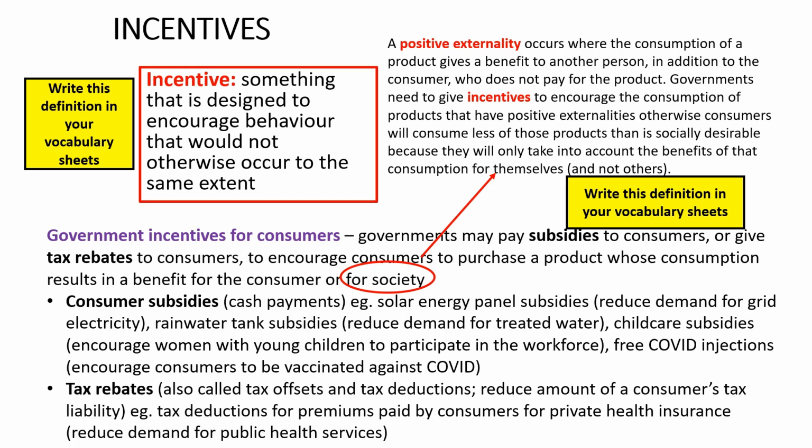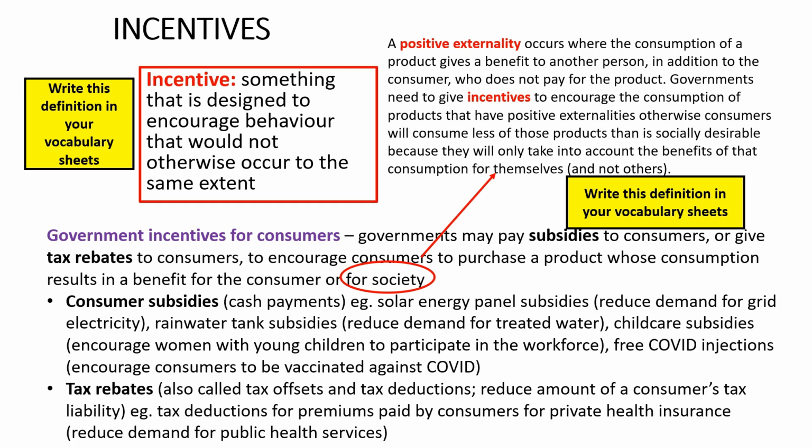A consumer who uses childcare gets the benefit of being able to have a paying job and earn money by putting their children in childcare. But this also benefits society because then there are more people in the workforce who are able to produce goods and services for consumers. A consumer who is vaccinated against COVID has the benefit of being protected against COVID. But this also benefits society because it means that there are less people who will catch and spread COVID.